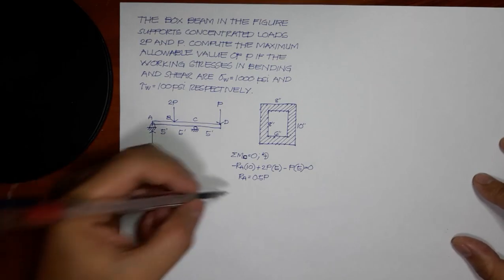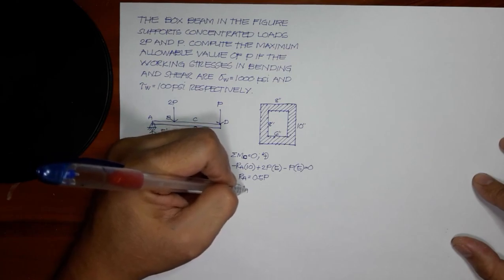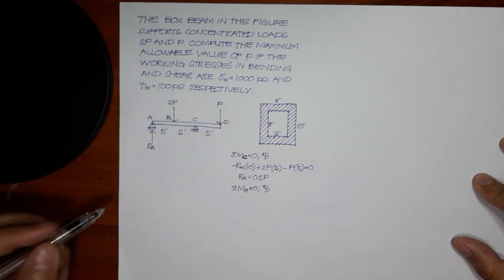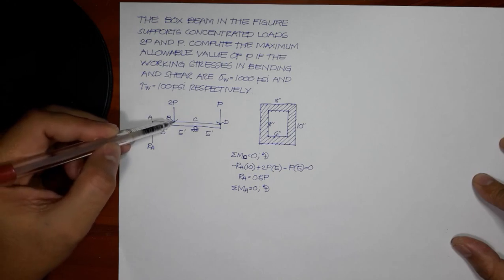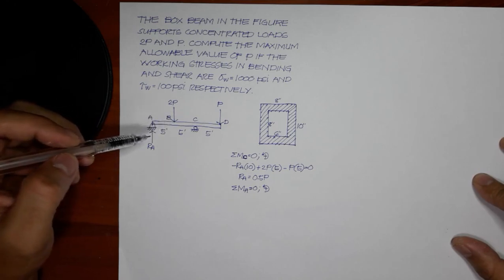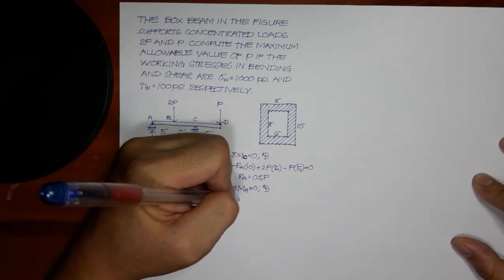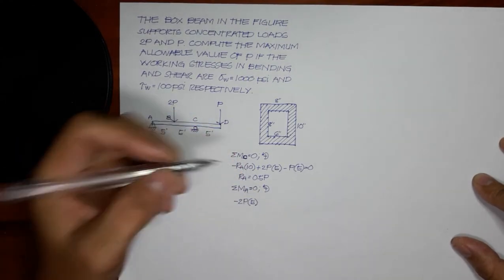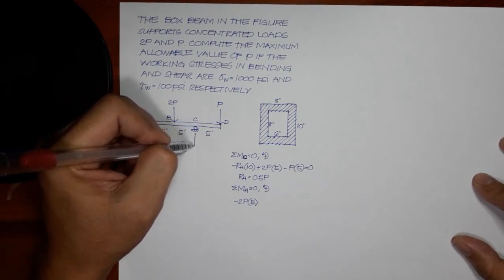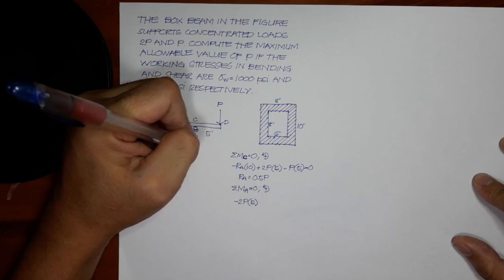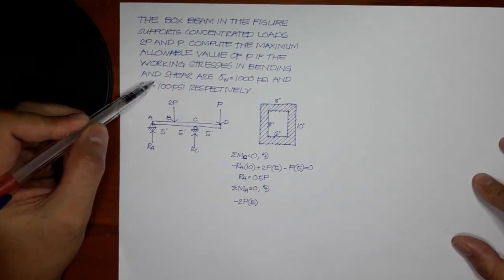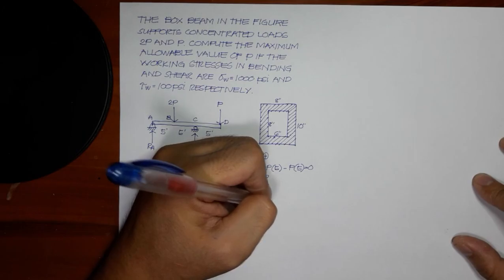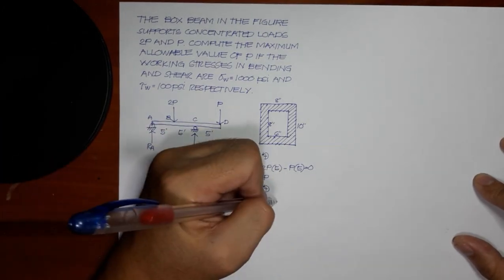Next, we sum up moments about A and equate it to 0, counterclockwise positive. So about A, the first force we can see is this 2P, and this is clockwise. So 2P, that will be negative 2P times moment arm of 5. The next force is the reaction itself. We have RC, and this is directed counterclockwise about A. So this is positive RC times a moment arm of 5 plus 5. So we have 10.